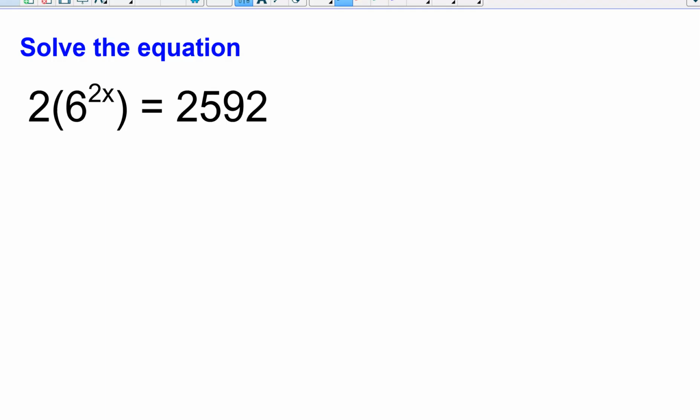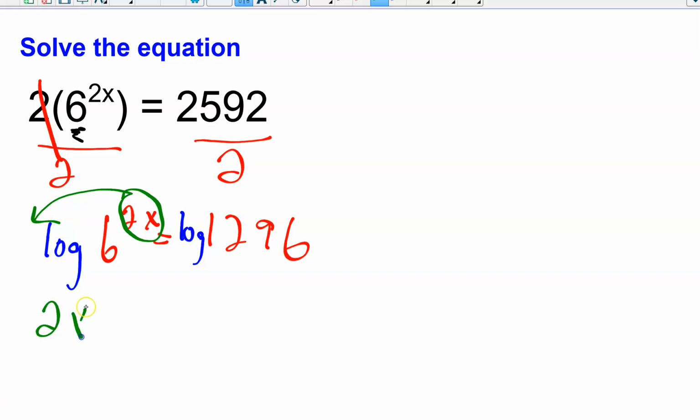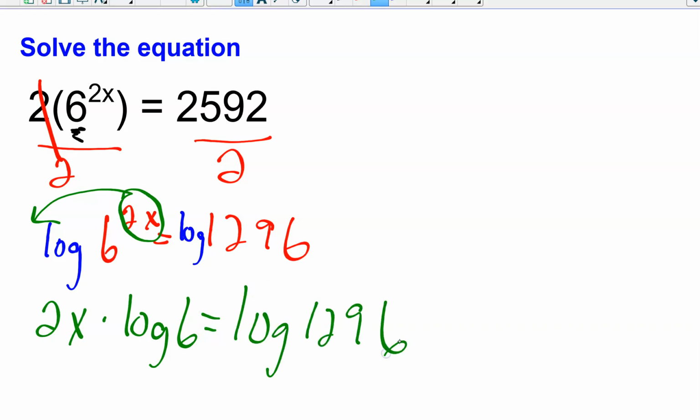Moving right along, we want to solve this equation. So again, I want to get this base by itself. So I'm going to divide by 2 first. So then I have 6 to the 2x equals 1296. And now I can find the log of both sides. And then I can bring the 2x down in front. So I end up with 2x times the log of 6 equals the log of 1296.